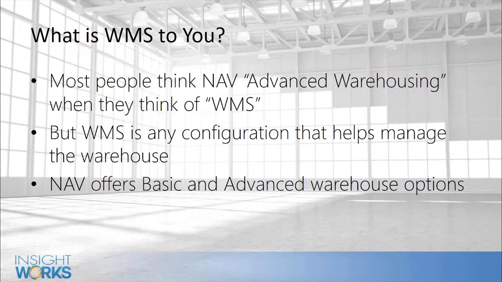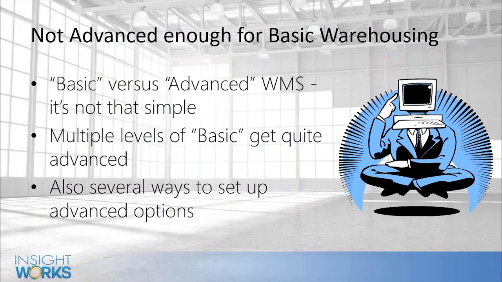So NAV does have basic and advanced warehousing options, and when we say basic warehousing, that's not entirely true, because basic warehousing in NAV just means we haven't turned on one checkbox that turns on directed pick and put away. Basic warehousing can actually get fairly complicated. There's a lot of different options. In some ways, it's almost more complicated than advanced warehousing because of all the different ways you can configure the system. So you can mix and match a whole bunch of different options in basic warehousing.